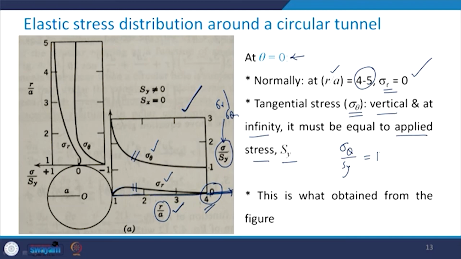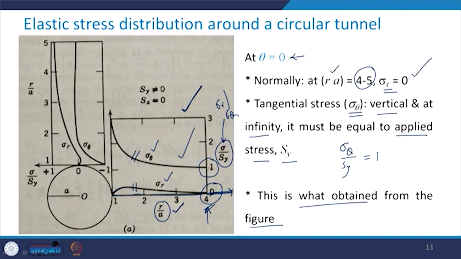In this case, r tends to infinity means that I am taking the radial distance to be about 4 to 5 times the radius of the tunnel, and we can consider that for all practical purposes to represent the infinite boundary in case of the elastic situation. So, at r by a tending to 4 to 5, this sigma theta becomes equal to 1. This is what we get from those equations, and it has been represented in this figure.